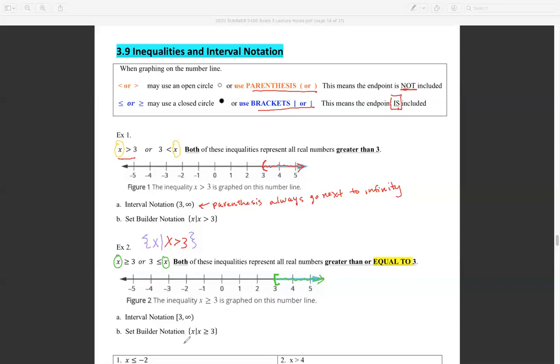In set builder notation, what you would do is just write down this inequality, x is greater than or equal to 3, and then you just add in the such that bar and the x and the curly braces. So this means all x's such that x is greater than or equal to 3, and that's your set builder notation.